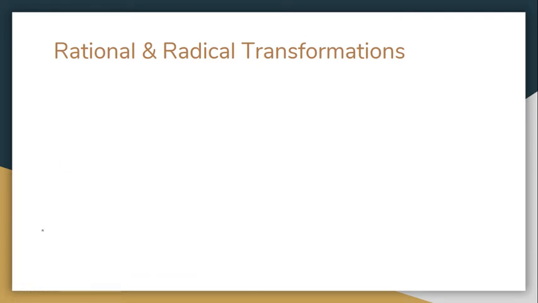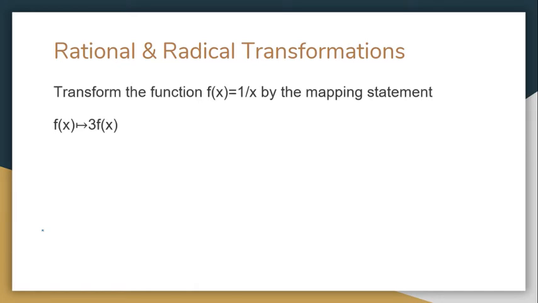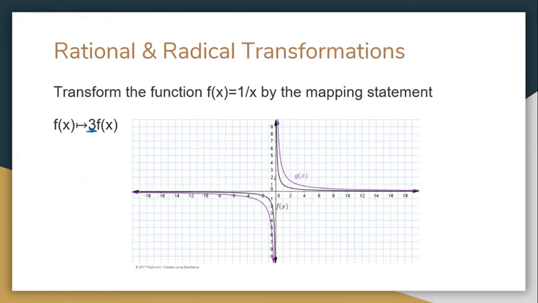Okay, let's look at another one. Transform the function f of x equals 1 over x by the mapping statement f of x goes to 3 f of x. So now we have the number 3 out in front. When the value out in front is greater than 1, that means that you're doing a dilation. When it's greater than 1, you are stretching your graph, so your graph is becoming bigger.